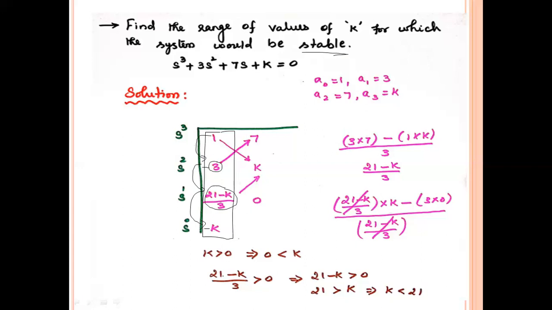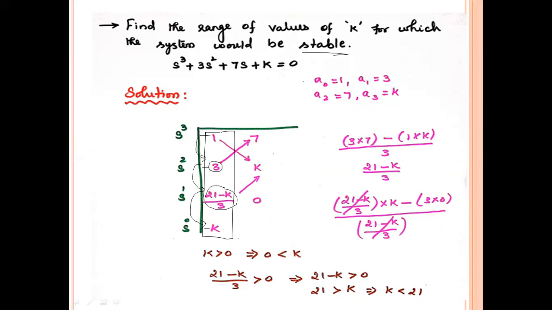Okay. So (21 minus k)/3 greater than 0. This we can write as 21 minus k greater than 0, because 0 is multiplied with 3, and 0 into anything is 0. That's why here I wrote 21 minus k greater than 0. Next line I can write 21 greater than k. So 21 is greater when compared to k. That means k is less than 21. Correct? So therefore I can write k is less than 21.